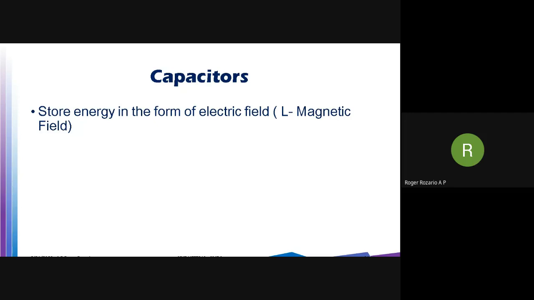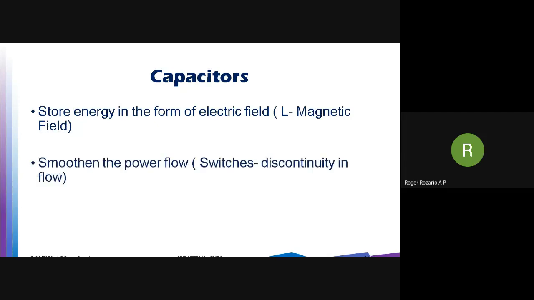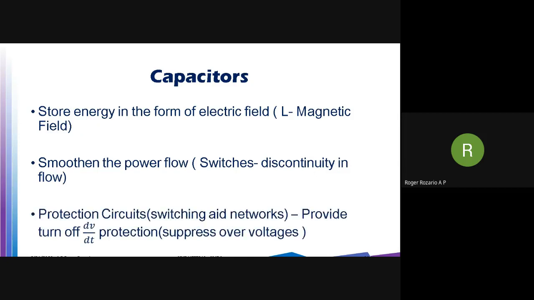So capacitors store energy in the form of electric field. They are used to smoothen the power flow that is arising because of discontinuity caused by the operation of the switches. And the last is, they are used in protection circuits, or these protection circuits are otherwise called switching aid networks. They provide a turn off dV by dt protection.